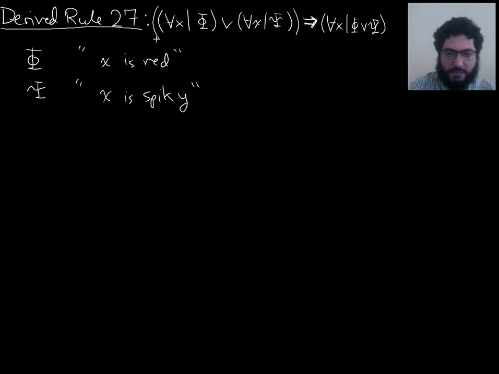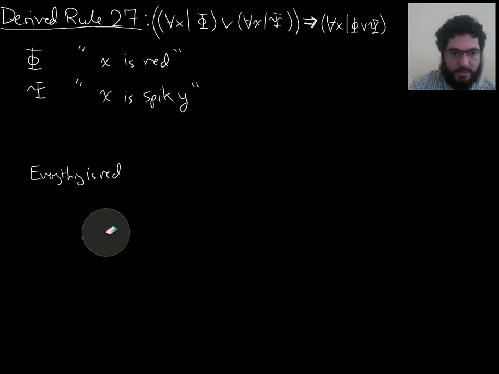So let's write down the left-hand side and the right-hand side of this derived rule. Let me just write it in English without mentioning the quantified variable x. So for all x, x is red. That just says everything is red. And then for all x, x is spiky. That just says everything is spiky. So this or statement is saying either everything is red or everything is spiky. Let me just write that.